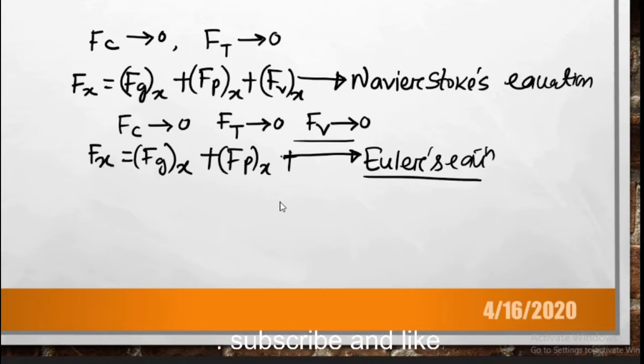So in Euler's equation, only the force due to gravity and the force due to pressure have been considered, and in the Navier-Stokes equation, the force due to gravity, the force due to pressure and the viscous force have been considered. Basically, in the Navier-Stokes equation the viscosity part has been taken into account, but in the Euler equation the viscous force has been neglected.